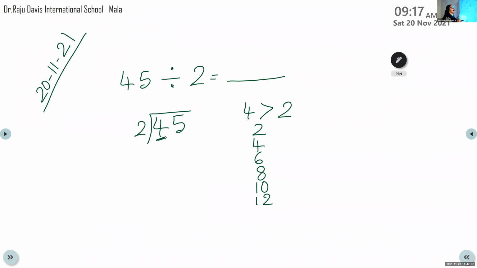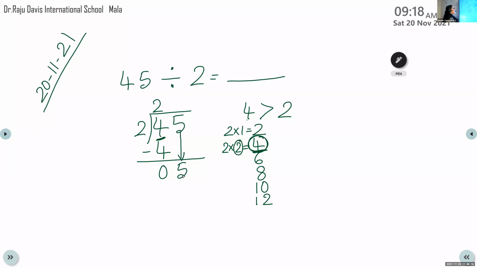The first number is 4. Check whether 4 is there in the table or not. 4 is there, isn't it? The product is there. So 2 into 2 is 4. This middle number will go up as the quotient. This product will come down over here. Then subtract it. 4 minus 4 is 0. One number is left over there. Bring that number down. Put a downward arrow and bring it down.